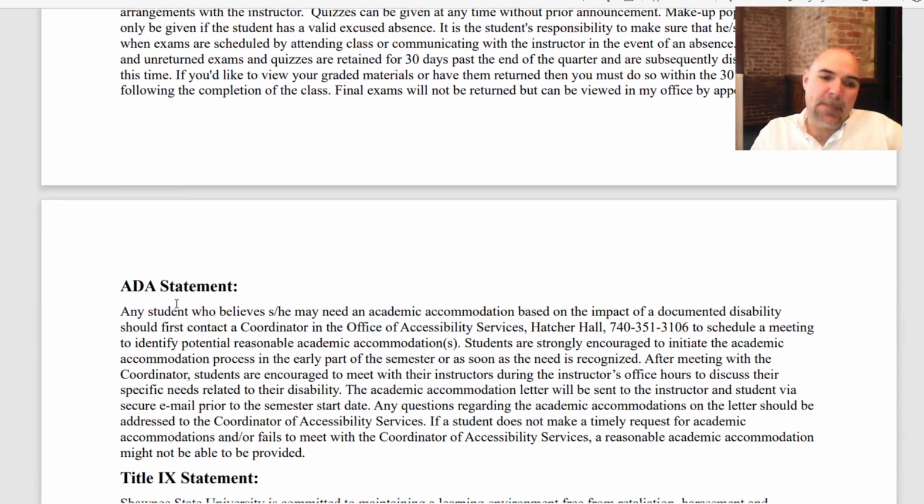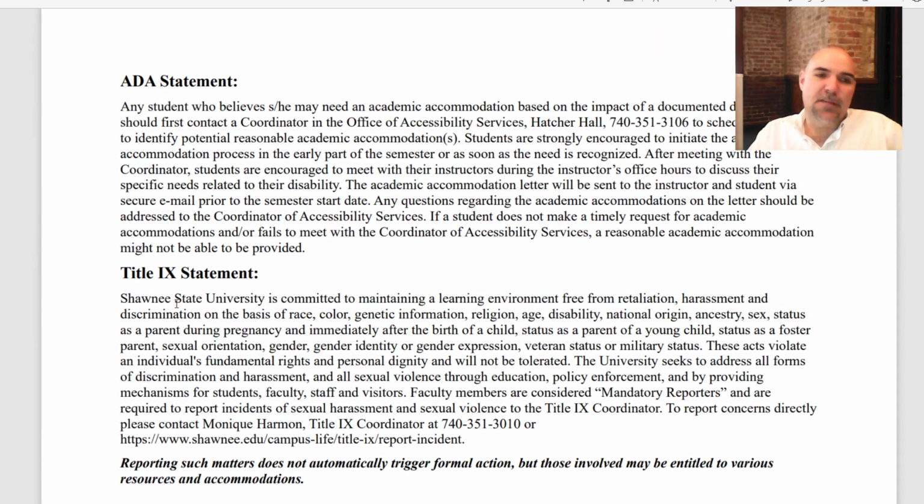Now, a couple final things here. The ADA statement: if you do have a disability, work with the Office of Accessibility Services to get an accommodation letter. Even if you have an accommodation letter already, I will have gotten that. But before the exams, or if you're struggling with other things during the semester, communicate with me.